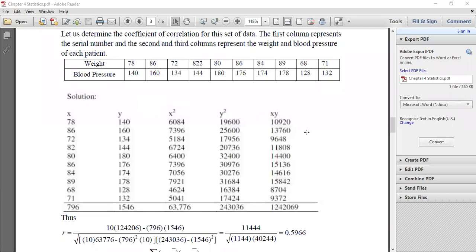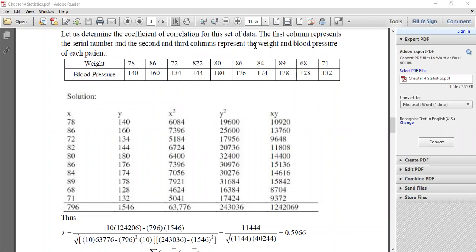So any question up to that point? Okay, so we can continue. So that is one of the correlation coefficients.